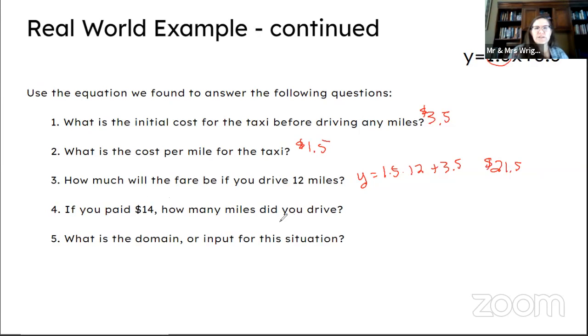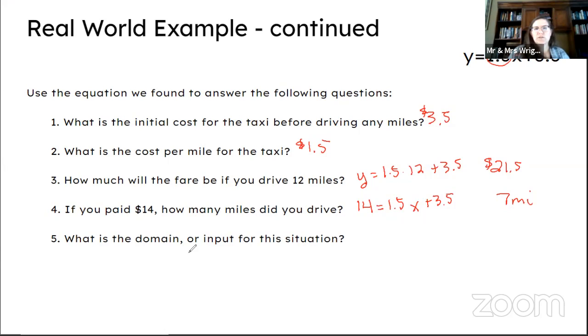If you pay $14, how many miles do you drive? Well, we're going to plug that into the cost. So we're going to have 14 equals 1.5x plus 3.5 and solve. Once you've done all that math, that means you've driven 7 miles.